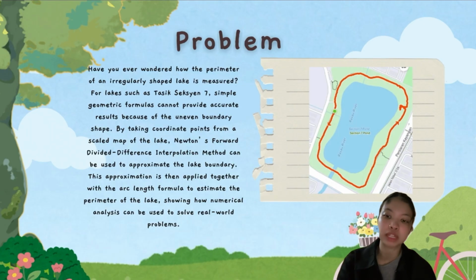Our approach begins by extracting coordinate points from a scale map of the lake. Then we apply the Newton forward divided difference interpolation method to derive polynomial equations that fit each section of the lake boundaries. Once we have these functions, we can use the calculus arc length formula to accurately approximate the total perimeter of the lake, demonstrating how numerical analysis tackles real-world challenges.